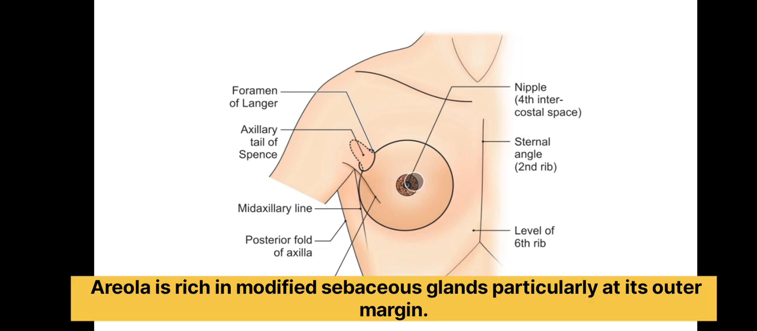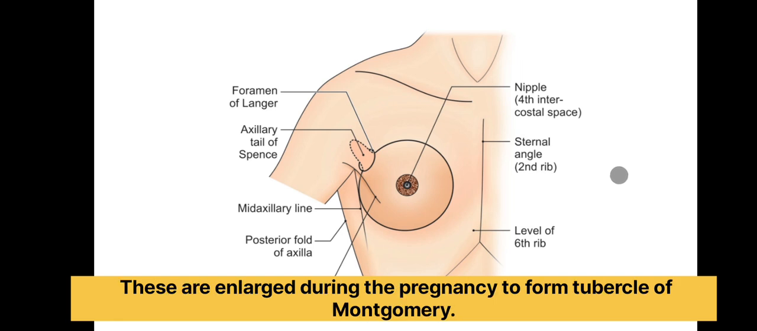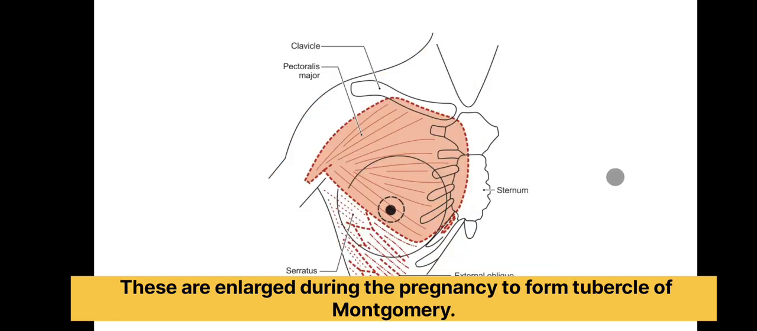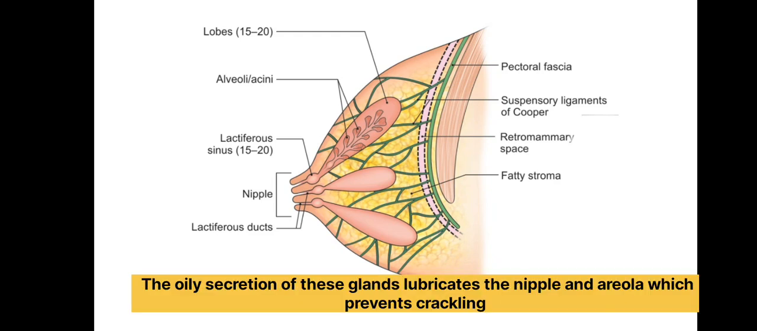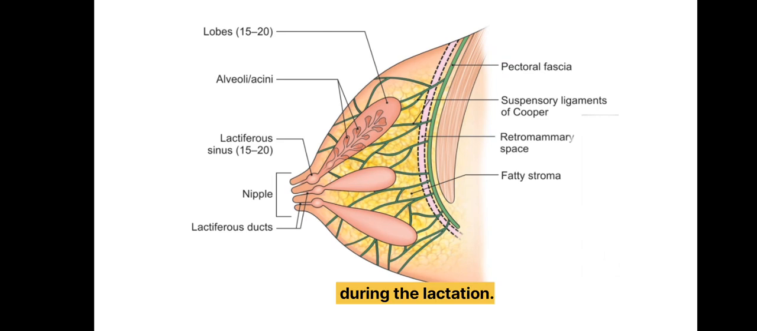The areola is rich in modified sebaceous glands, particularly at its outer margin. These are enlarged during pregnancy to form the tubercles of Montgomery. The oily secretion of these glands lubricates the nipple and areola, which prevents cracking during lactation.